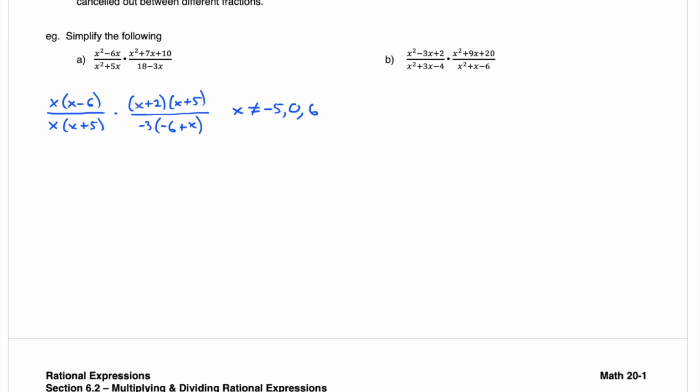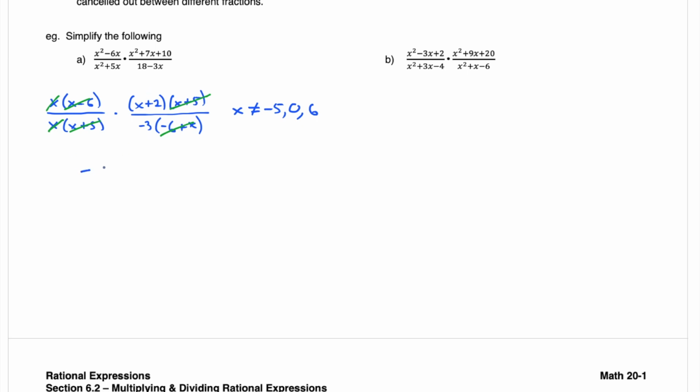Then we can go through our different factors there and cancel anything out that shows up in the numerator and denominator. And remember, it doesn't have to be in the same fraction. We can cancel things out between fractions. The first one to look at is this x over x. Those two cancel out. We have our x minus 6, and this, if you just change the order, will be x minus 6 as well. Our x plus 5s then cancel out. Again, you can go between fractions. And then what we're left with is x plus 2 over negative 3.